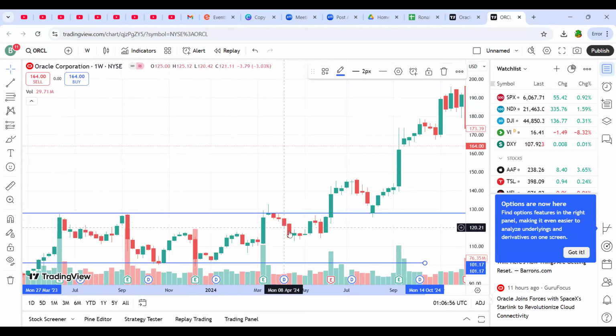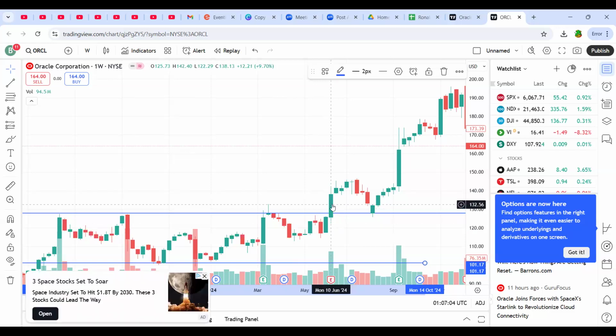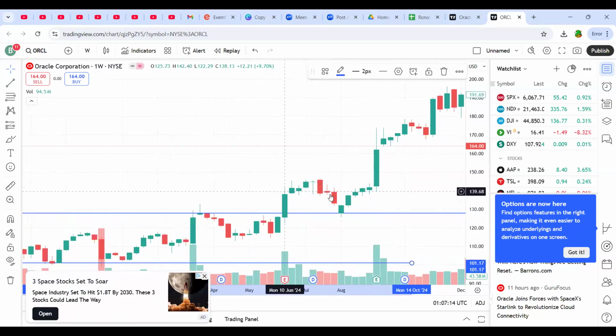What did it do? Broke down because it hit this resistance, rallied for a while, then it broke through resistance. Once it finally broke through resistance in June of 2024, it reset the level. Old resistance became new support, because when it came up and hit this doji I talked to you about earlier, it came back down to the old resistance. Old resistance created new support.